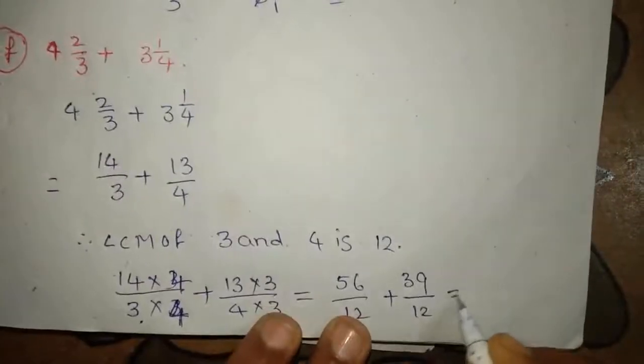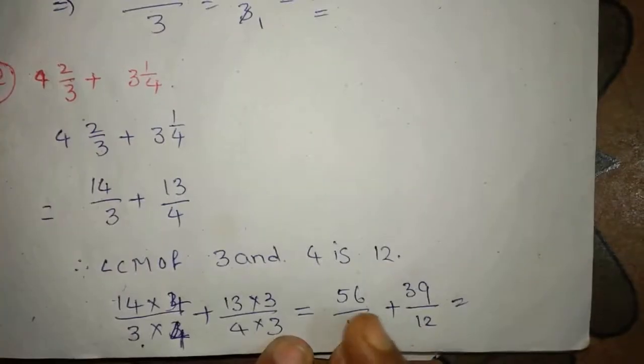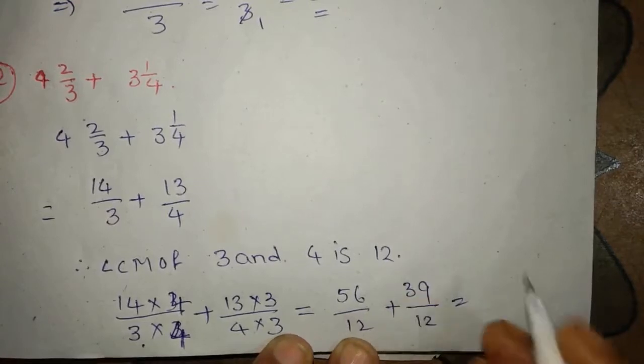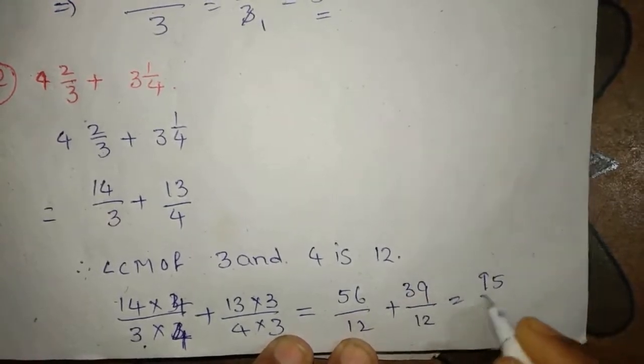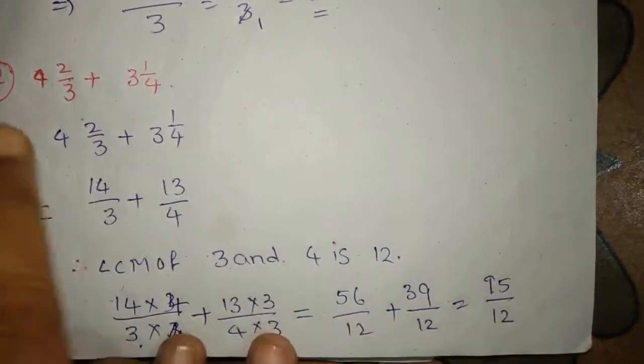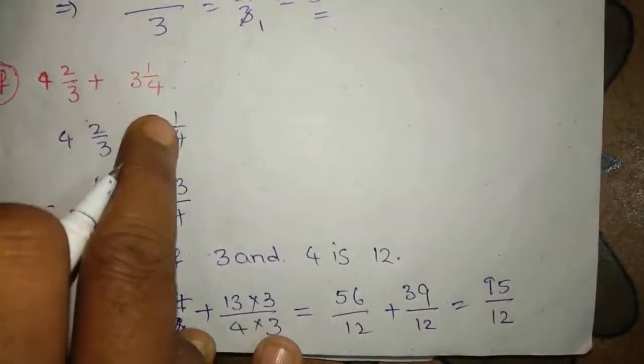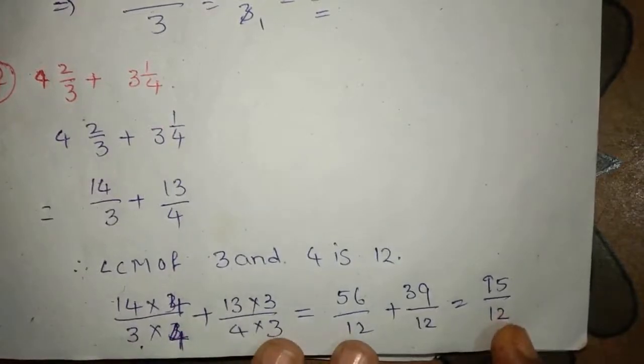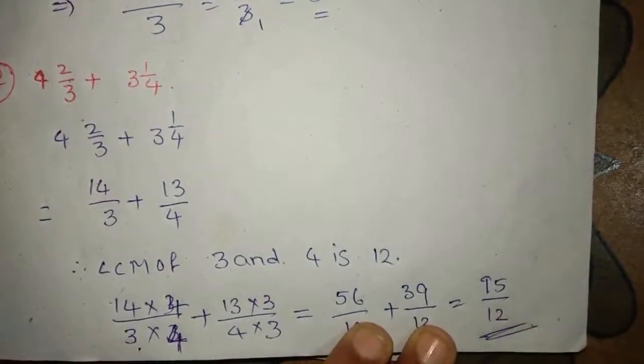That is equal to 56 plus 39, that is 95 by 12. Okay. Therefore 4 2 by 3 plus 3 1 by 4 is equal to 95 by 12.